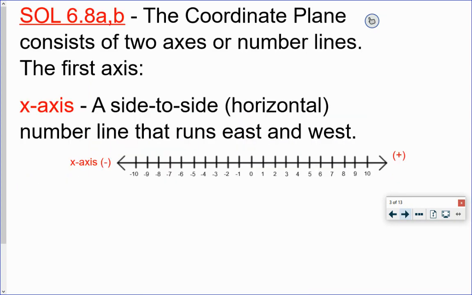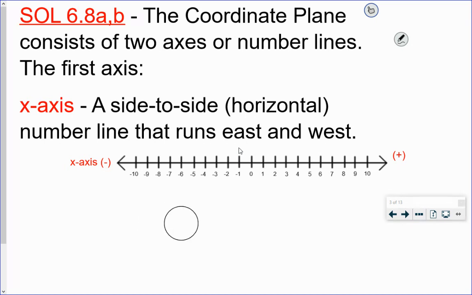All right. So the coordinate plane consists of two axes, or number lines. The first axis is called the x-axis. Now the x-axis goes side to side, or horizontal, and it runs east and west. And you'll notice it's just like a normal number line. You got the negative integers going this way, with the positive integers going this way. So that's what the x-axis is.